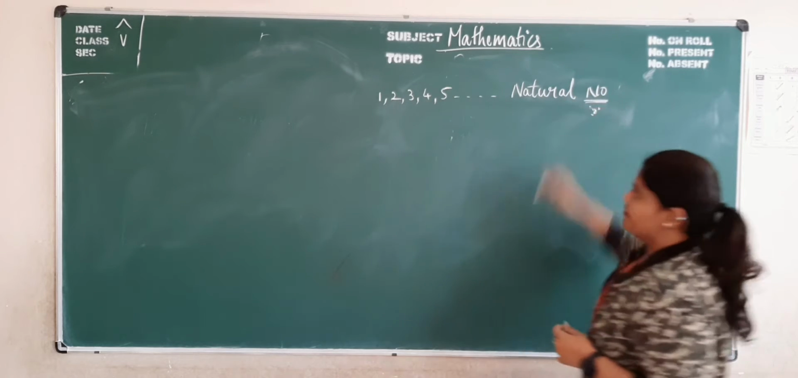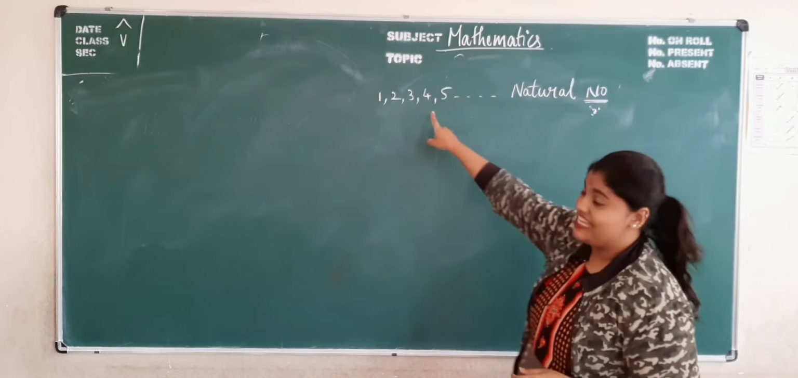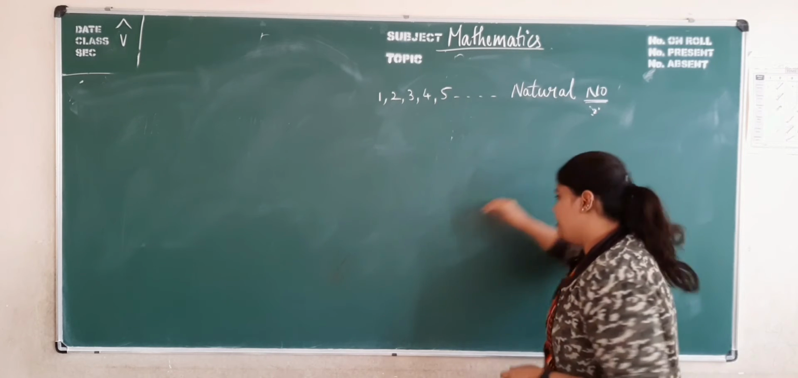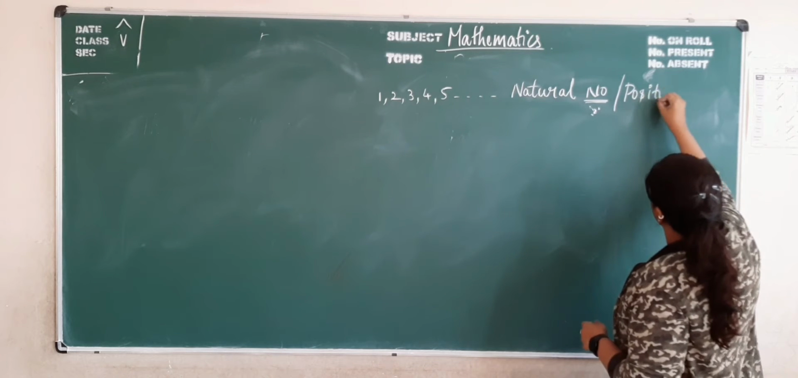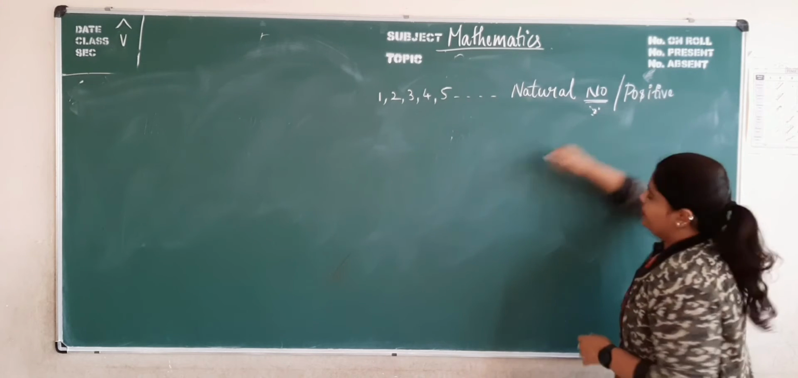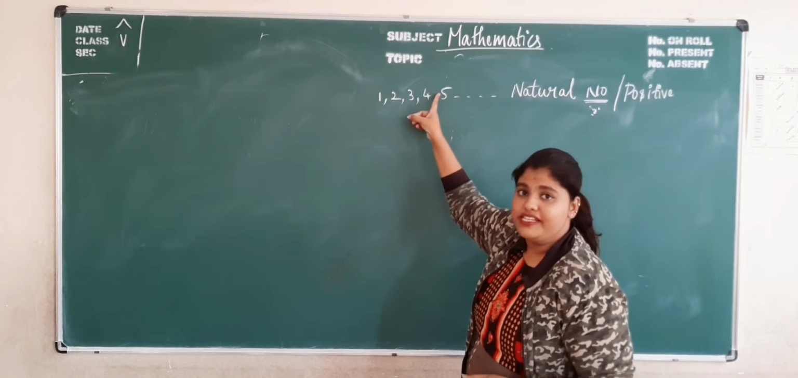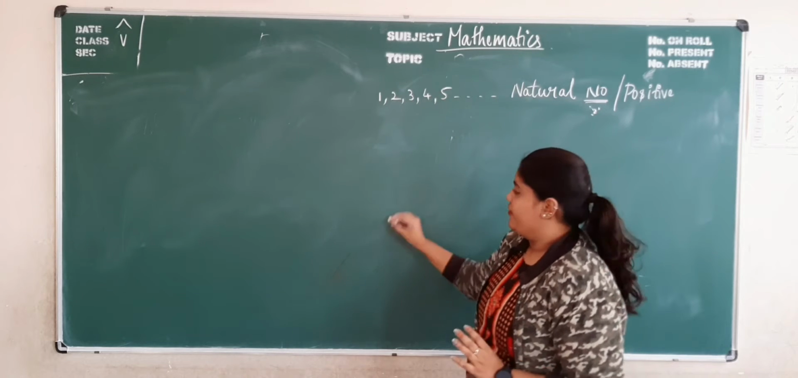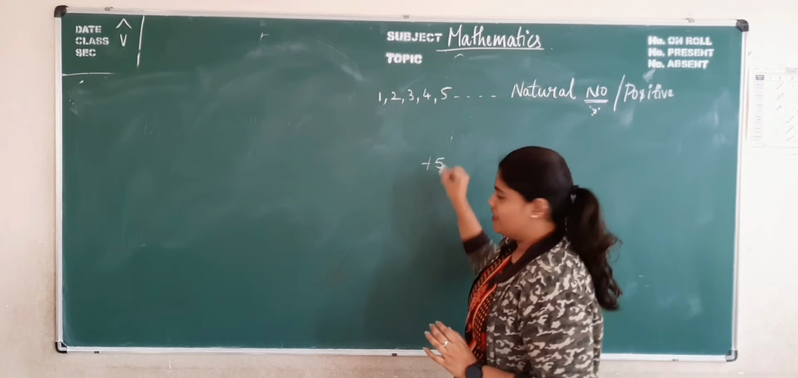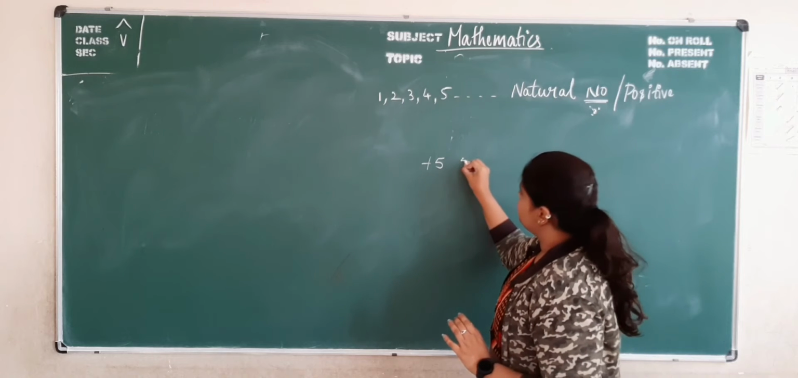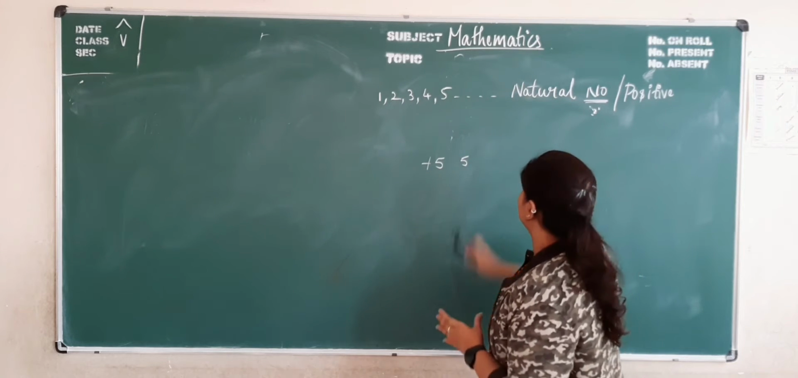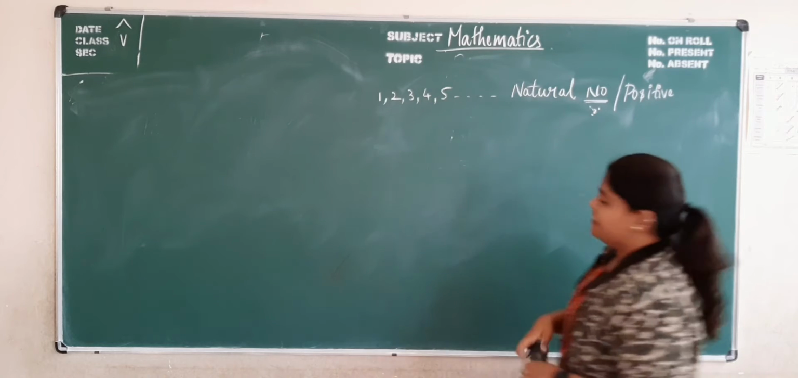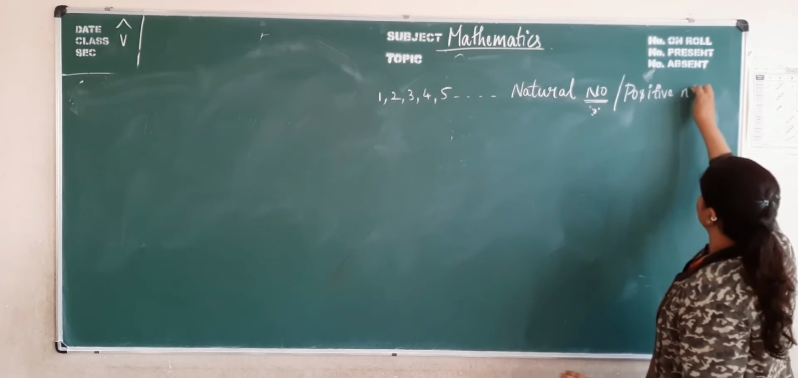What is the other name for this? Yes, you can also call them positive numbers, because no sign means positive. If the numbers do not have any sign, it means they are positive. If I write plus 5 also, it is positive. If I write just 5 also, it is positive. So it is called natural numbers or positive numbers.